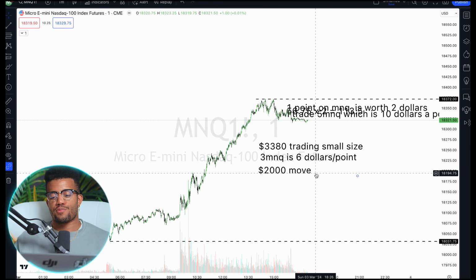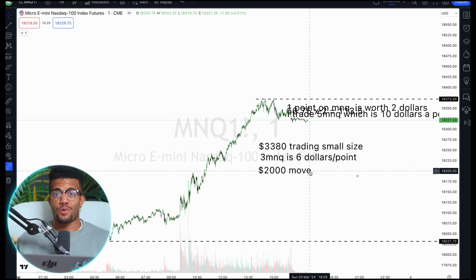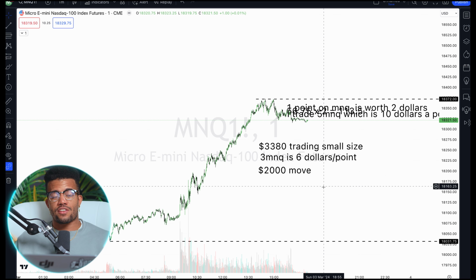Obviously, you're not going to catch this move. Let's say you made a fifth of that, okay? Can't do the math, that's $400. It's $400 trading $6 a point. It's way, way, way smaller. But the inverse of that is also true, okay?